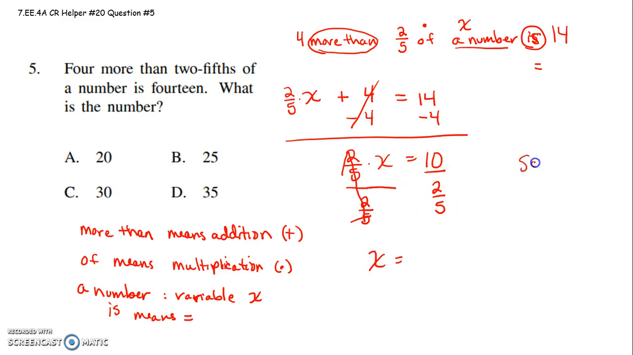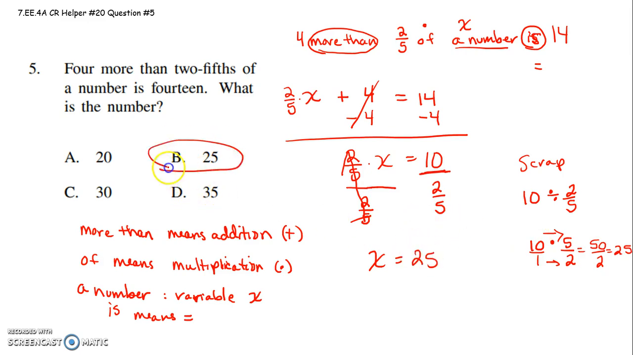On this side, I've got some scrap work I can do. I have 10, and this fraction bar means to divide, divided by 2/5. I'm going to keep my 10, change my division to multiplication, and flip over my 2/5, making that 5/2. Then I can multiply straight across the top and straight across the bottom. 10 times 5 is 50. 1 times 2 is 2. That means 50 divided by 2, which is 25. So your final answer here would be 25.